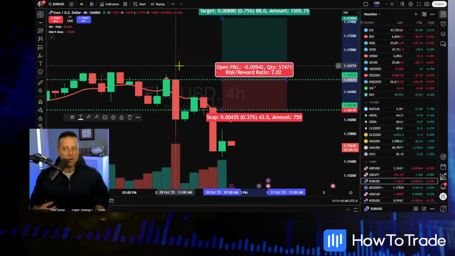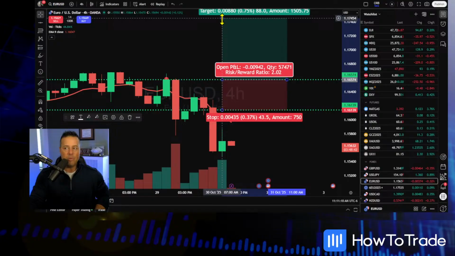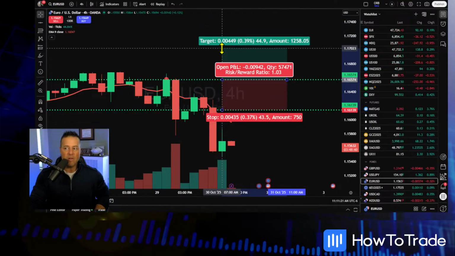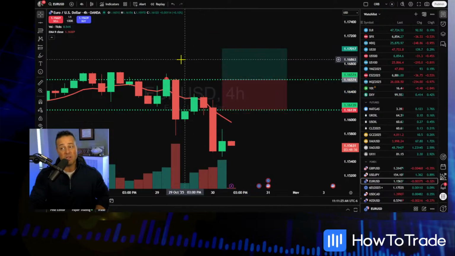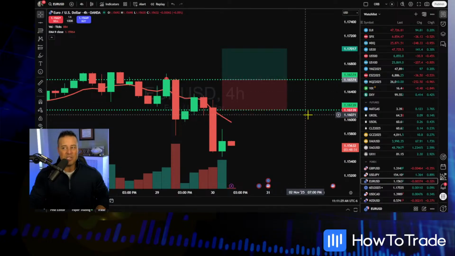That's the idea. So in this type of environment, I would be shooting for, say, a 1-to-1, and on very, very tight time frames, that could be as little as just a few pips. It could be as little as a few ticks. It just depends on what the trade dictates. So that essentially is what we're looking at.